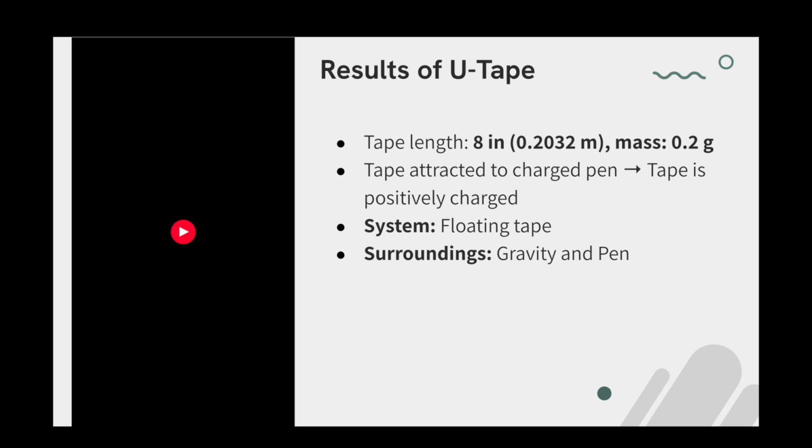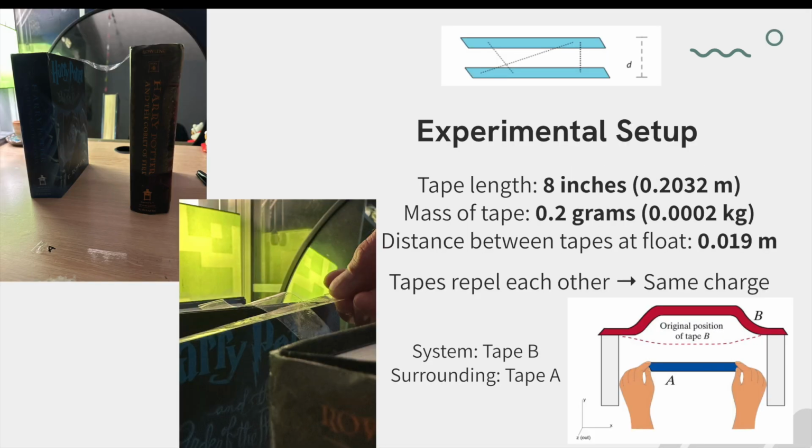And from then, if they both attracted, then that deems the tape as positive. So we know that opposite charges will attract. To test if like charges will repel, for this part we needed to float one piece of tape above another. Tape B would be our system, while tape A was the surrounding, which acted on the system. Tape B was then able to repel away from tape A, specifically 0.019 meters away.